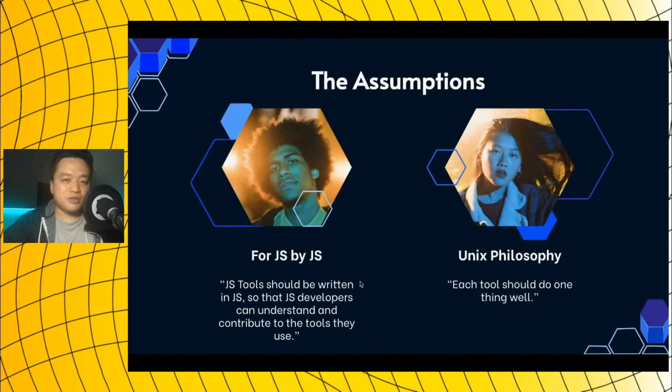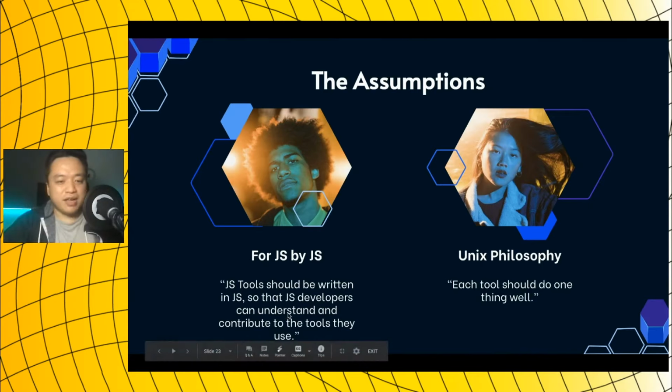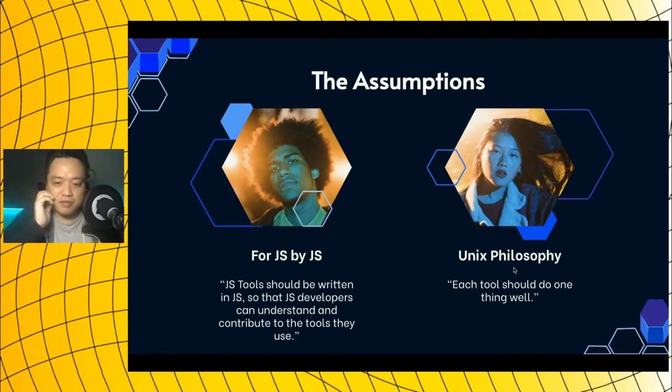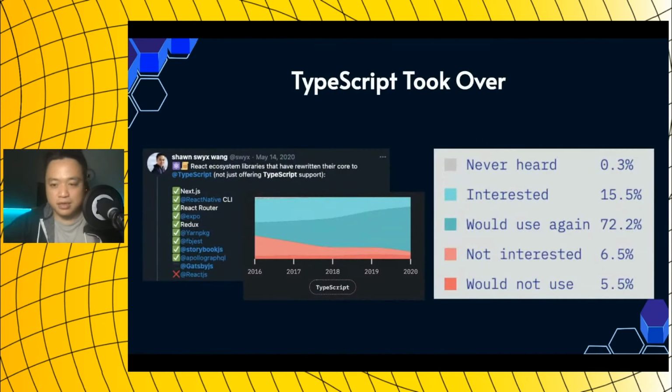So there's two insights here for me. The first is that we used to have this insistence that, like, okay, to reduce the barriers to entry, we have to have JS tools written in JS, right? So that they can understand and contribute. And then the other strong belief that we used to have was this Unix philosophy, like each tool should do one thing well. Both of these are going to go away.